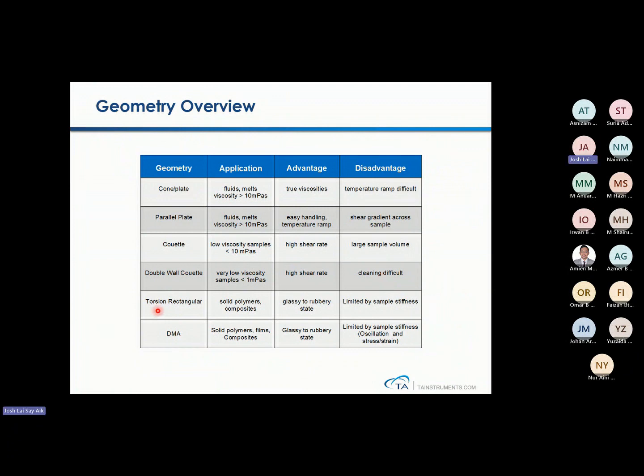Well, torsion and DMA are typically for solid polymers like film, plastic bar, or fiber. So typically you can only measure in the temperature range from glassy to rubbery state. These two cannot handle liquid materials.